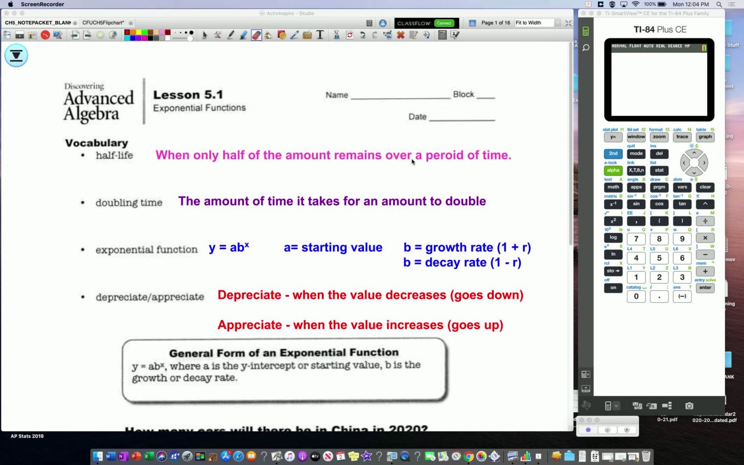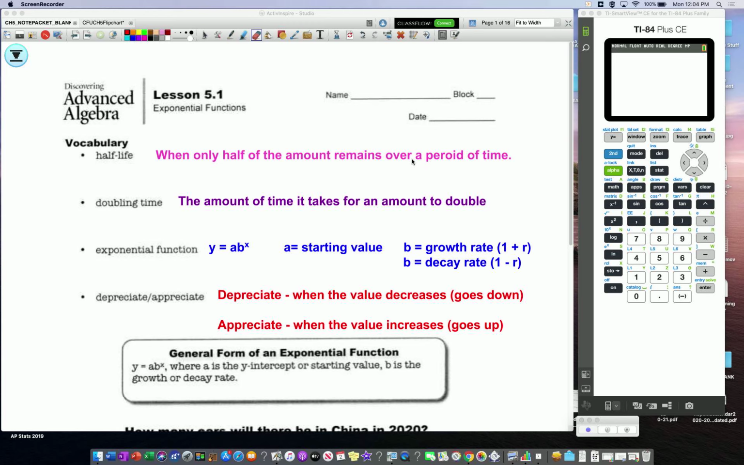The second definition up there is called doubling time. This is more when we're talking about money, and it's simply the amount of time it takes for an amount to double. Lots of times when we're investing, we want to see how long it takes for our money to double, say from $100 to $200.